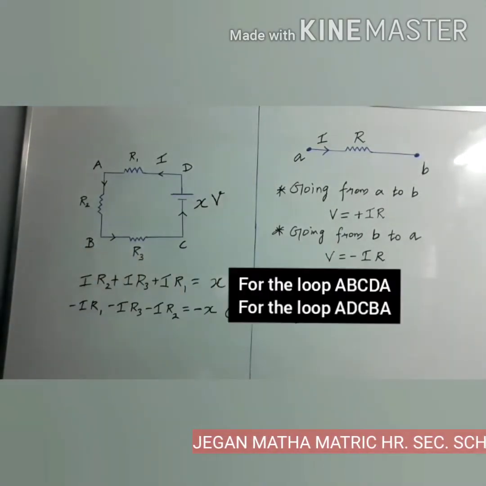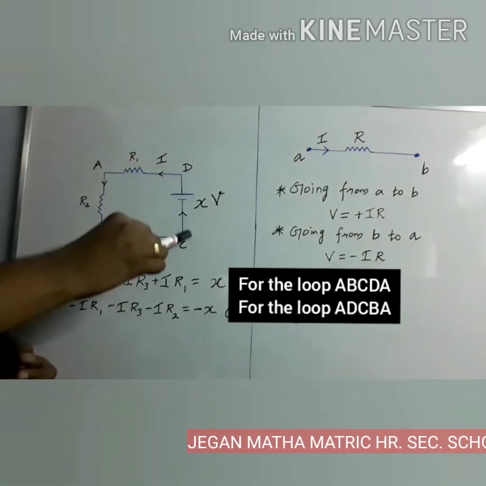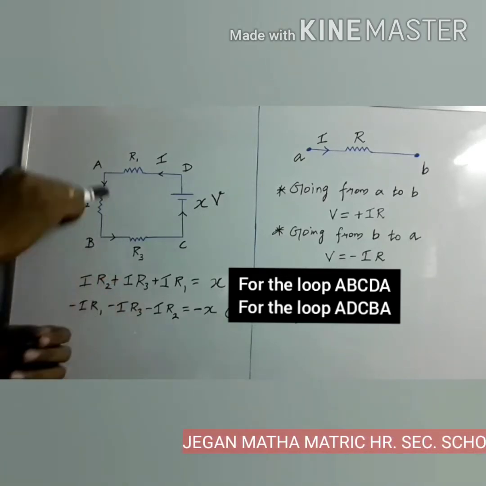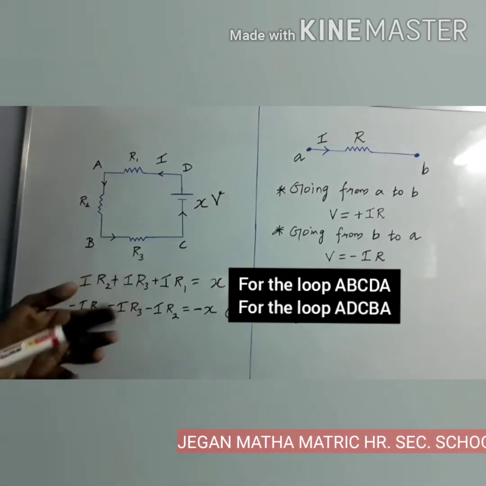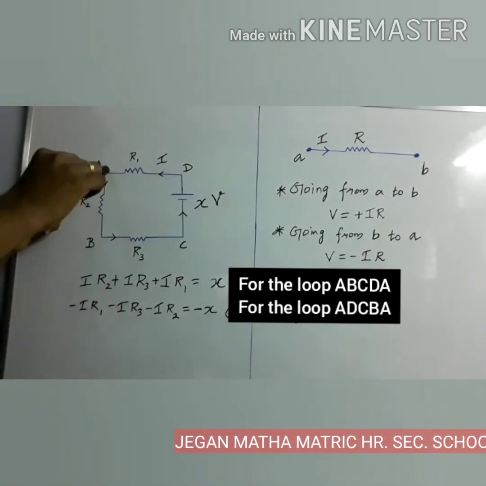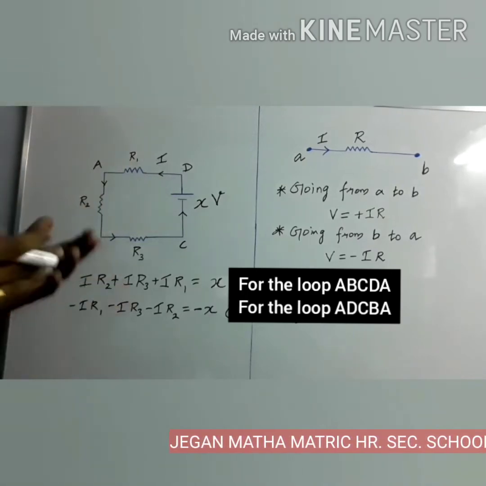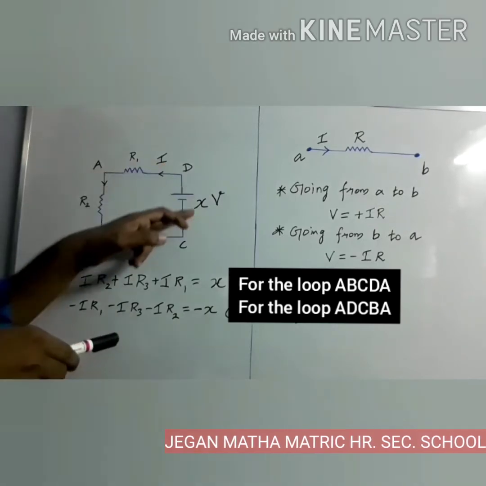So we have used the loop A, B, C, D. Now we can take the loop A, D, C, B, A. We can apply the second rule for this loop also. So from A to D, same thing, product of current and resistance, but the direction of loop is A to D, but what about the direction of current? D to A. So current value will get the negative sign. So minus I R1. Here no resistance, so leave that.